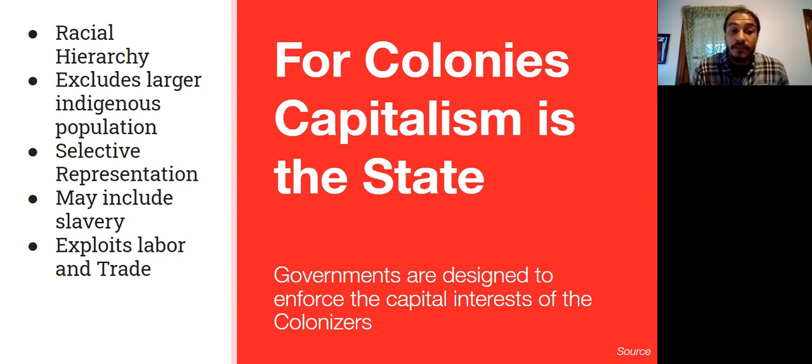They may include slavery. They often do. This includes today, even with Nestle. They were just in the news for their child slavery case, and the Supreme Court, our highest law of the land, decided that they were completely in the right to use child slavery, apparently. And they exploit labor and trade. So either a form of slavery or incredibly low wages and dictating their imports and exports, like I explained with Puerto Rico.